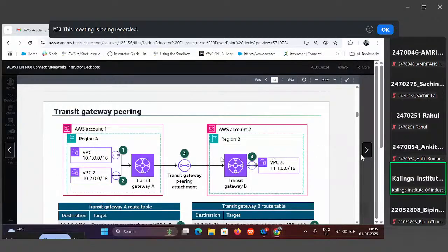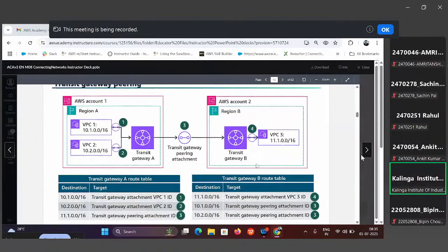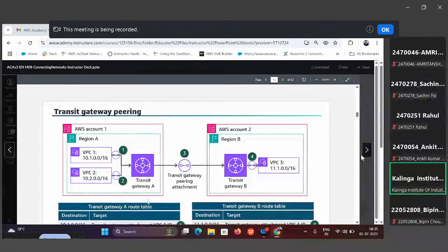Do you need these transit gateways, guys, for these VPCs? If you have VPCs directly connected, do you need this transit gateway? Or without a transit gateway, can you connect to this transit peering attachment? Tell me the reason.